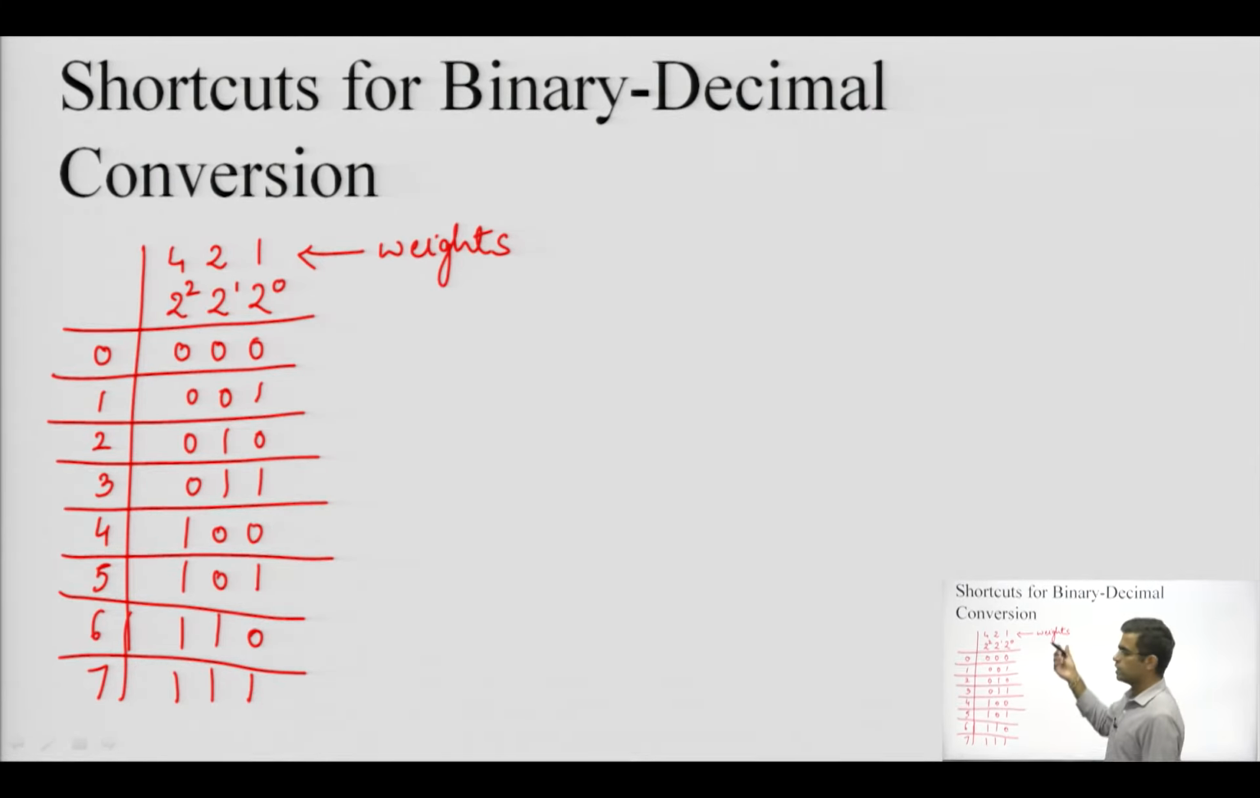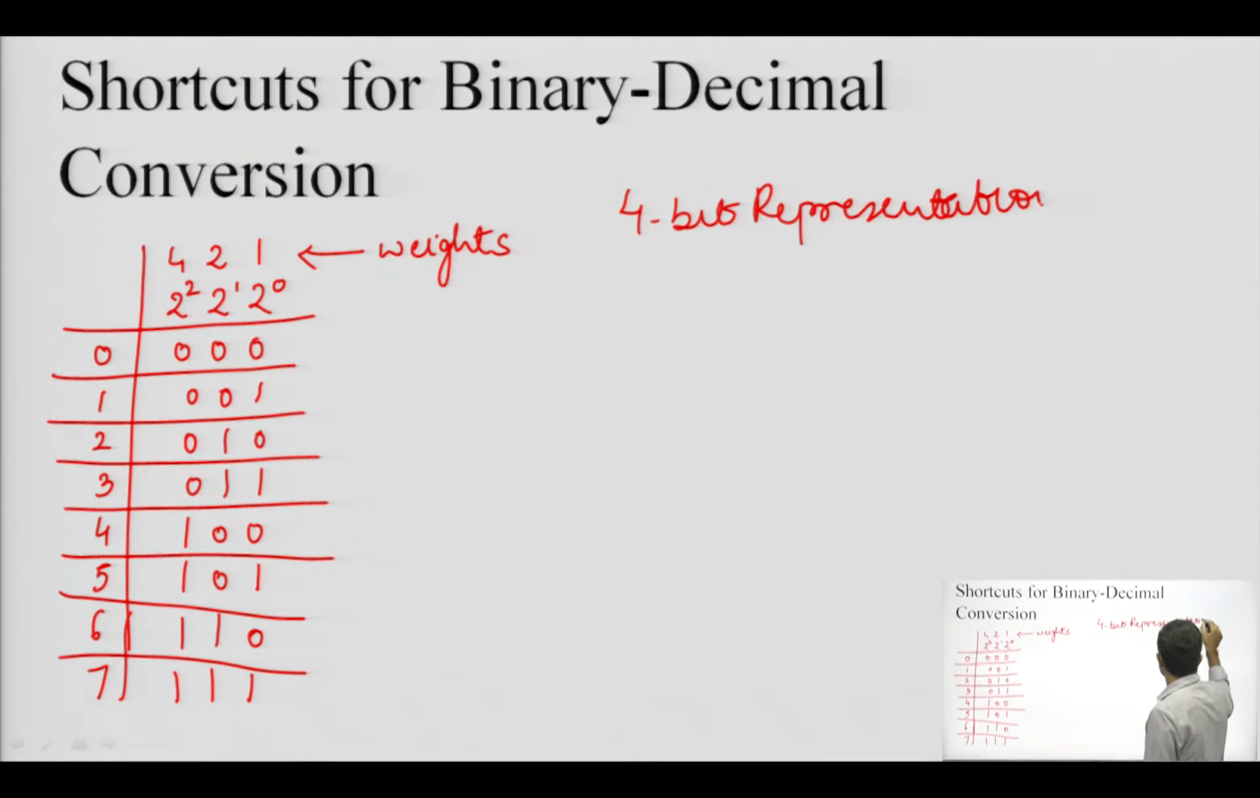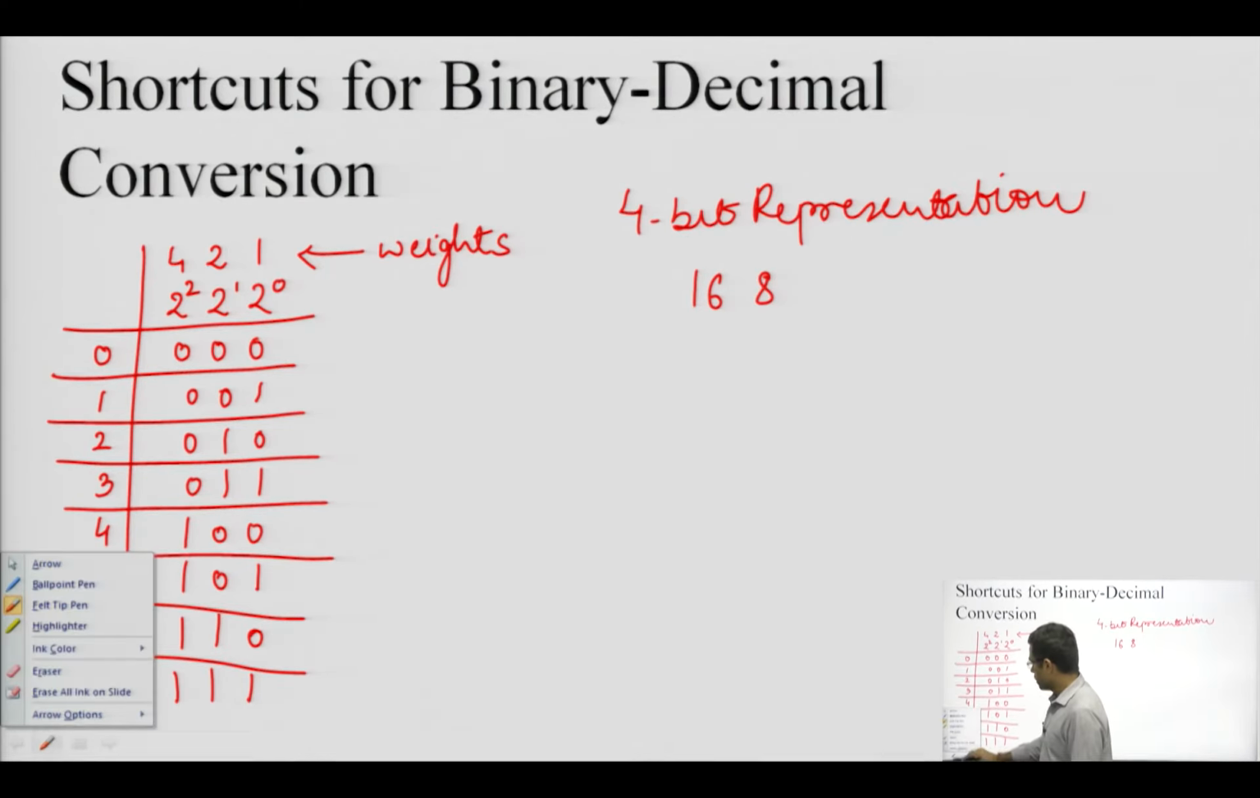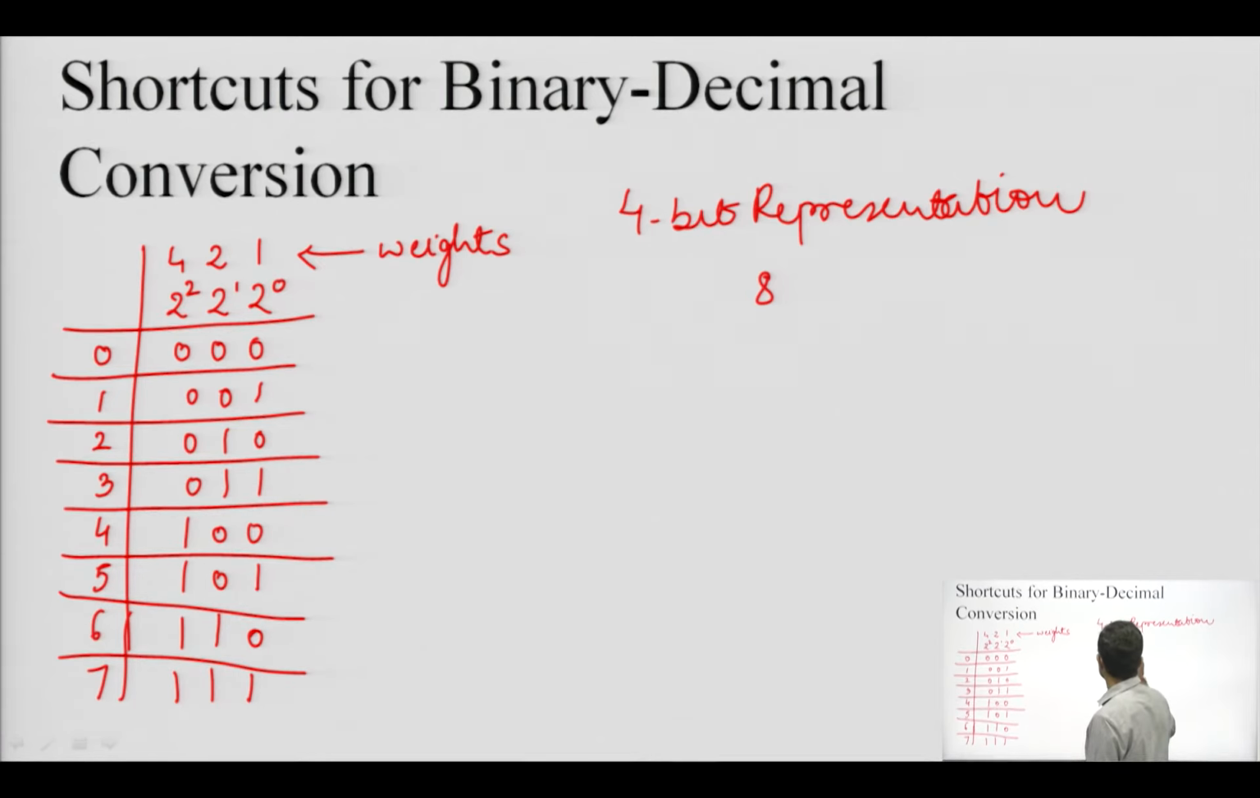For 4-bit representation, the weight 16 will not be required. The weights required will be 8, 4, 2 and 1. Now, using these weights, the maximum weight that can be measured is 8 plus 4 plus 2 plus 1, that means 15.